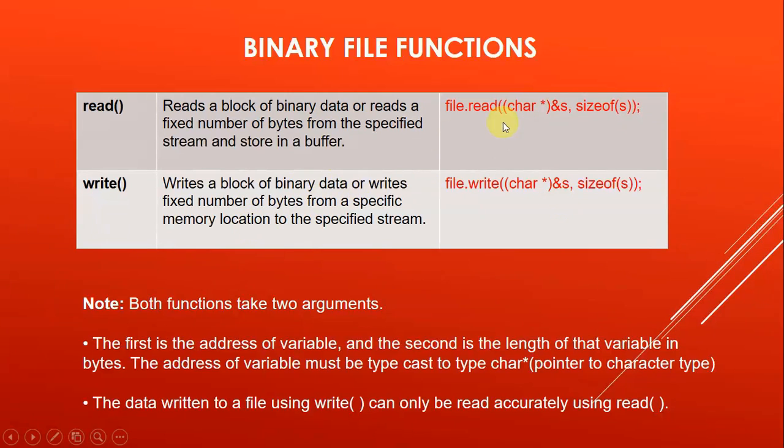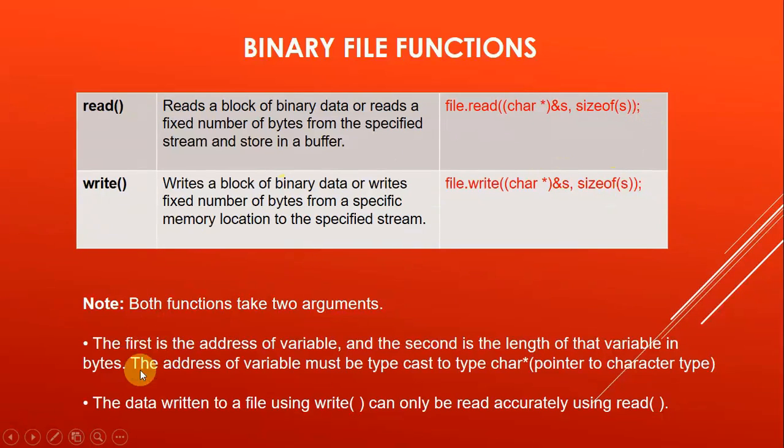Now, both the functions, read and write, take two arguments. This is the first argument and this is the second argument. The first is the address of a variable and the second is the length of that variable in bytes. The address of the variable must be typecast to char*. Char* is nothing but a pointer to character type. So whatever we are writing must be typecast to char*.